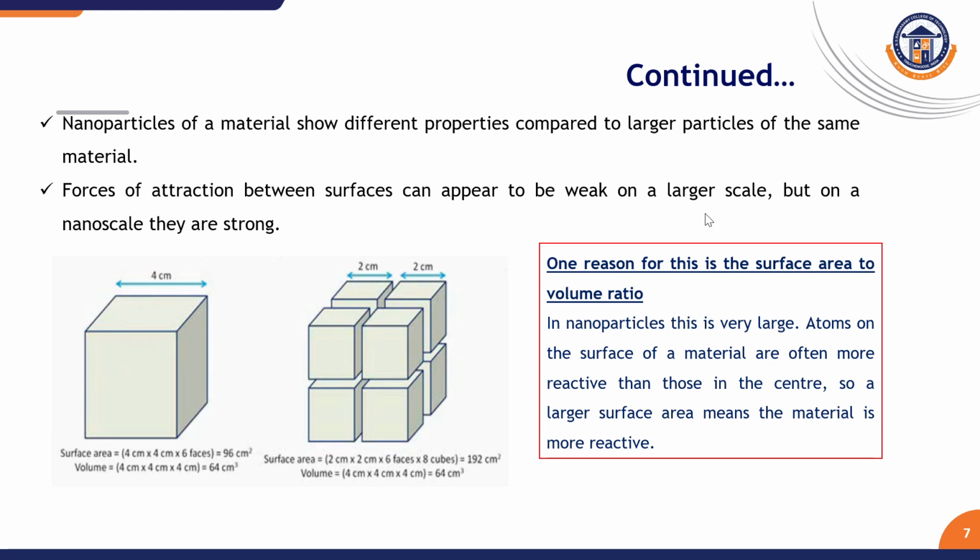To illustrate surface to volume ratio, consider a cube of side 4 centimeter. Its surface area is 96 centimeter square and the volume is 64 centimeter cube. Now, if we divide it into 8 smaller cubes of 2 centimeter each, the total surface area doubles to 192 centimeter square, though the volume remains the same. This shows how reducing particle size increases the surface exposure drastically, which is exactly what happens at the nanoscale.